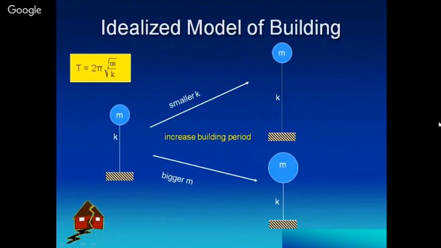In this case, with this idealized stiffness-based and mass-based model, we can simply calculate the time period using T equal to 2 pi square root of m upon k, where m is the lump mass and k is the stiffness.